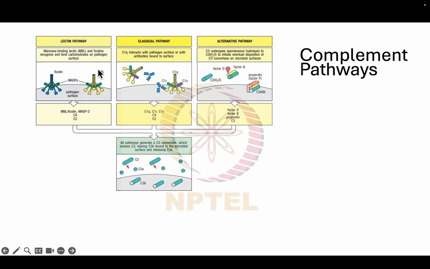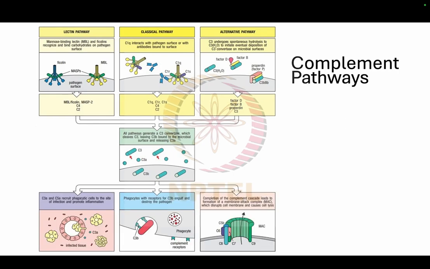In all of these you can see that the cascade mechanism is activating different other complement proteins, example C4, C2, here also C4, C2, C3 in the alternative pathway, and all pathways generate a C3 convertase which cleaves C3, leaving C3b bound to the microbial surface and releasing C3a. So C3 convertase cleaves C3 and produces C3b and C3a. C3b remains bound to the microbial surface, but C3a, the other fragment, gets released.